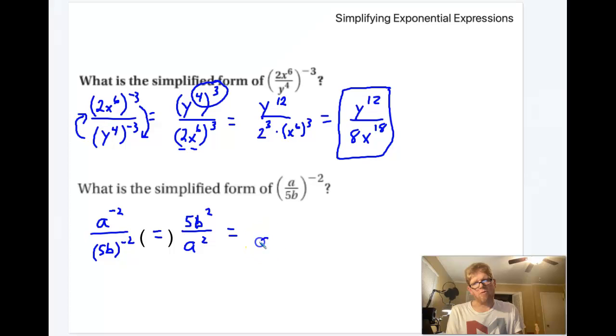And a to the second power, we're just going to keep that. Ooh, that was a sound. A to the second power, and then we have 5, that's being raised to the second power, so that's 25, and b to the second power, which is b to the second. So our answer is 25b to the second over a to the second.